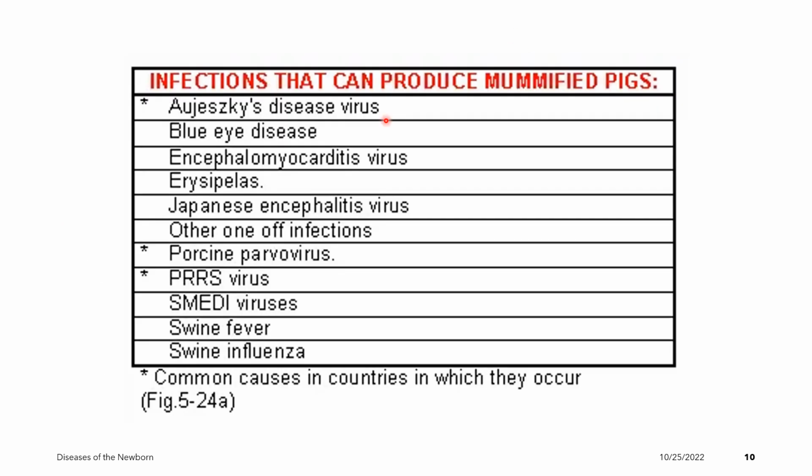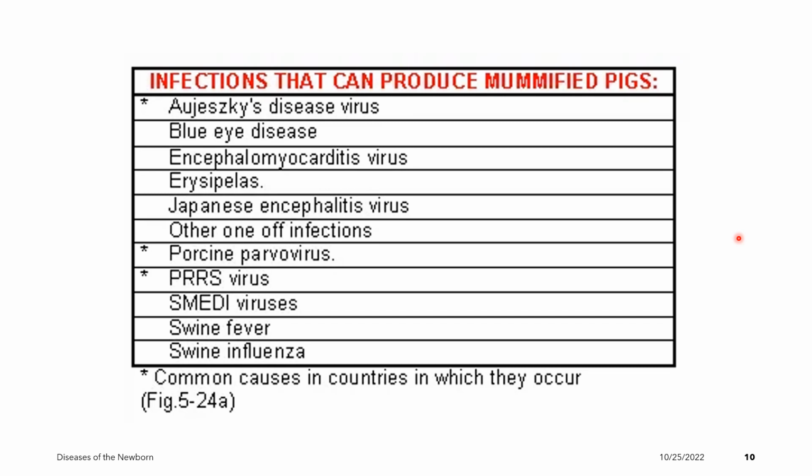This table shows the infections that can produce mummified piglets. The ones with the asterisk represent the more common causes of mummified pigs in sows. The first one here is the Aujeszky's disease virus, AD, also known as pseudorabies. It is considered to be a notifiable infectious disease of pigs, and it is caused by herpes viruses.